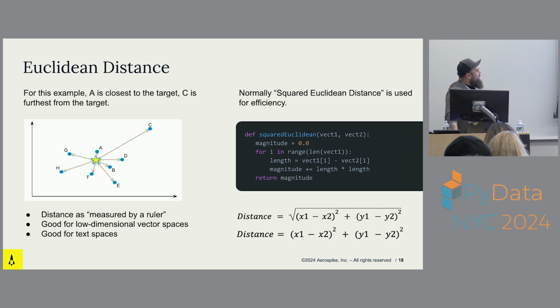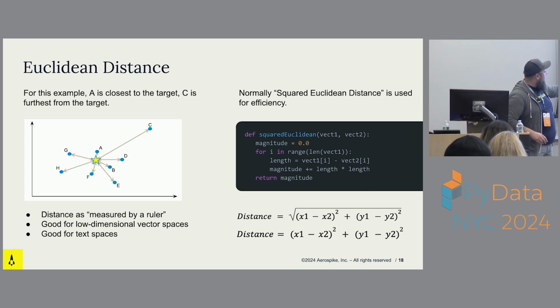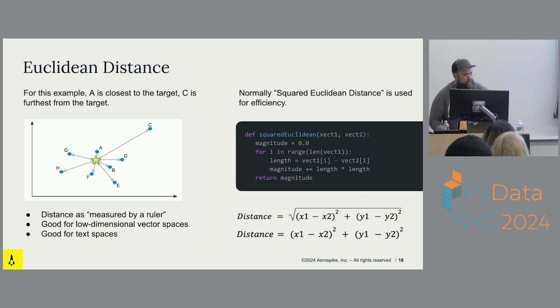So I've noticed that Euclidean distance works pretty well for low dimensional vector spaces. I don't know. Somebody else decided to put this good for text spaces. I like the cosine similarity more for text spaces. But again, it's going to depend on what your application is and which one's going to be best for the data. So you might have to try them both.